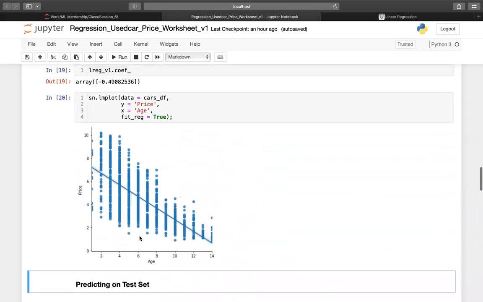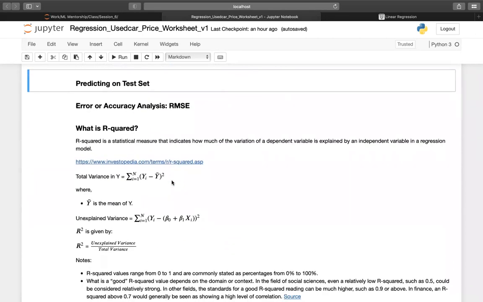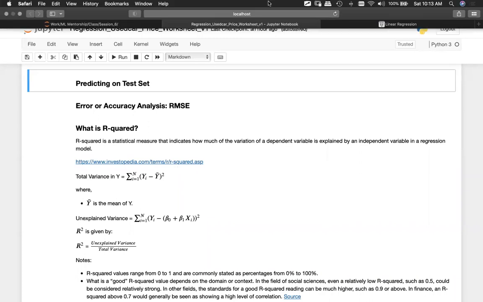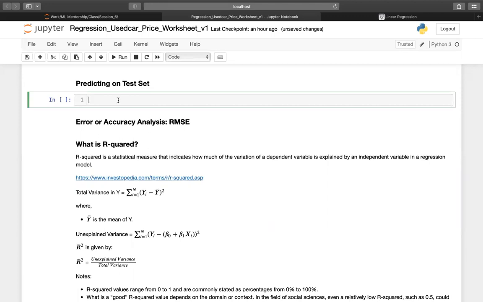But how good is this model? How close is it compared to the actual sale price of the car? So can we go and predict on the test data? What we'll do is predict on the test set. Let's say we call it y_pred equal to lreg_v1.predict. There's a function called predict.